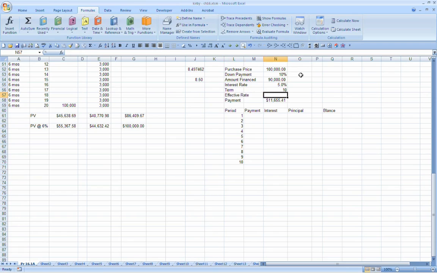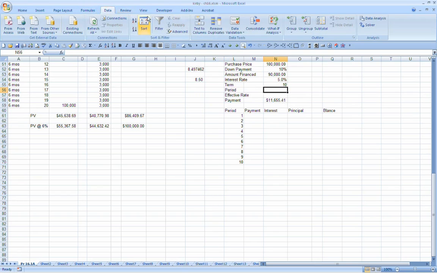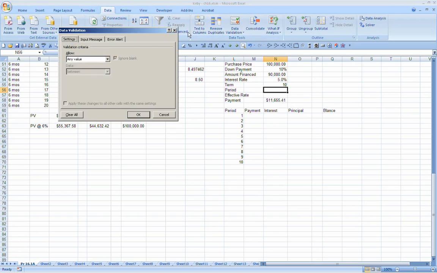I'm going to plug in what I'm going to call an effective rate. Again, I'm going to copy and move stuff around. Term period. I'm going to do data validation, with a list: months, years. I have two choices.